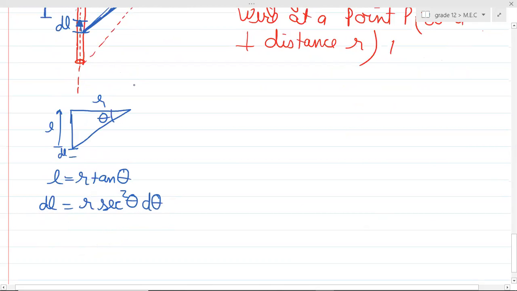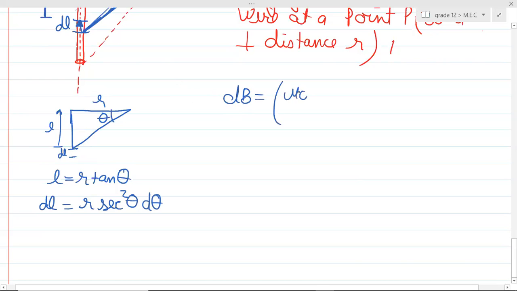Hello? Yes, sir. This is your triangle, the small element. This was your small element here, but we don't require it as of now. Now, what is the magnitude of this magnetic field due to this small element?